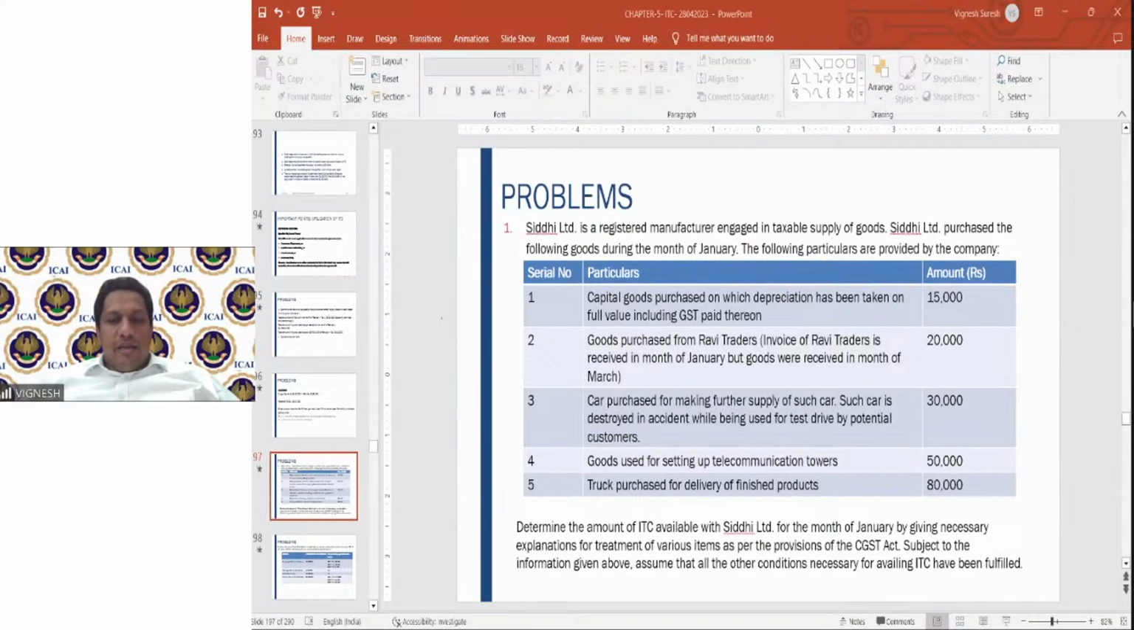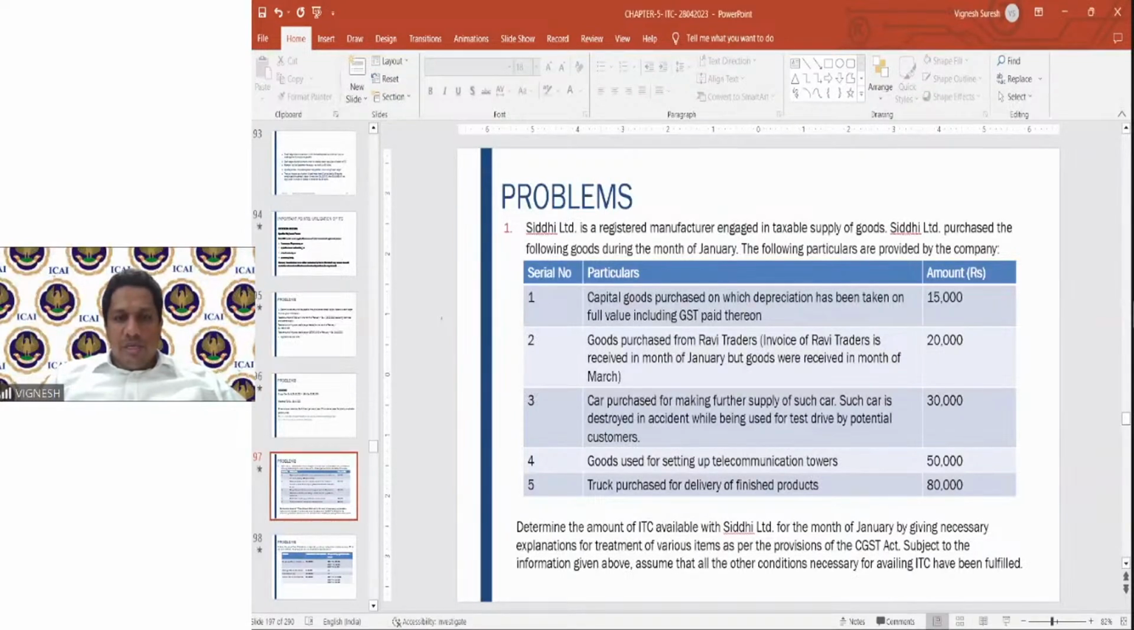Correct. So in the second case also, 16 subsection 2 clause B mentions this particular point, where the goods have been received in the month of March, ITC can be availed only in the month of March. One of the essential conditions in section 16, which speaks about ITC claiming, is that the goods have to be received for the purpose of claiming the input tax credit. So if the goods have been received in the month of March, you can claim the input tax credit only in the month of March. You cannot claim it in the month of January. The question asks in the month of January, so for goods purchased from Ravi Traders also, you cannot claim the input tax credit.